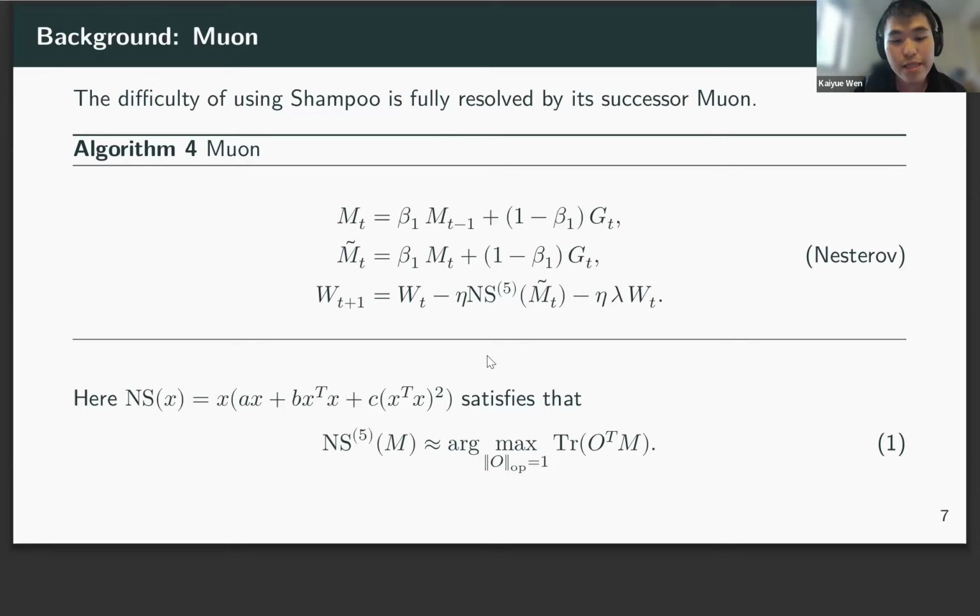And the way that this particular operation is implemented is through the composition of the following polynomial. And by choosing A, B, C very carefully, we can get a decent approximation of the orthogonalization here, and empirically Muon can show a speed up over Adam in this way.